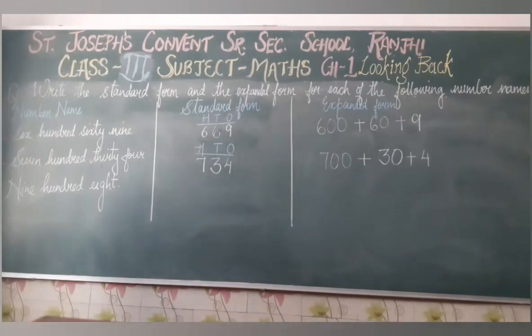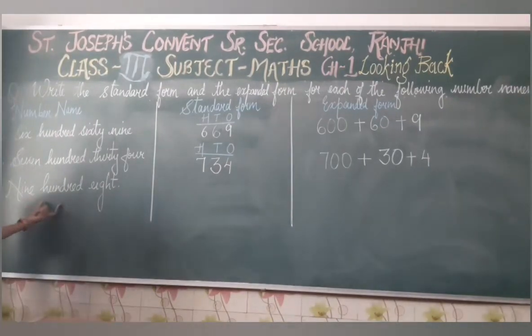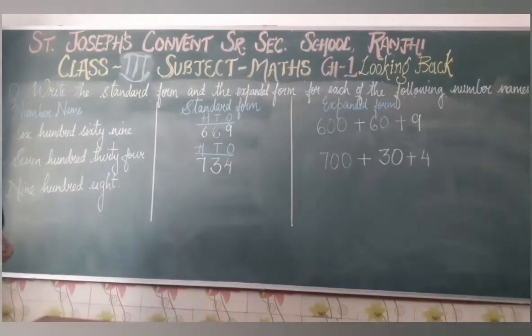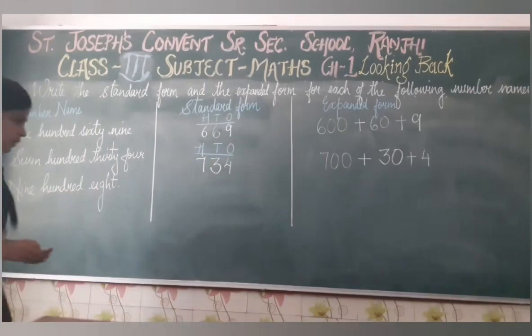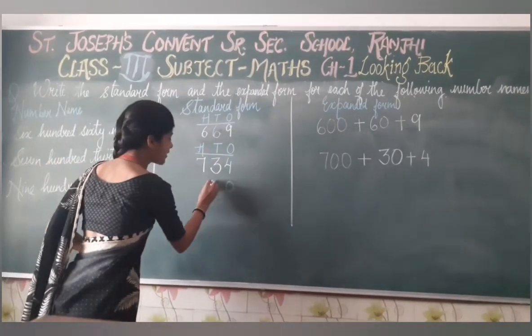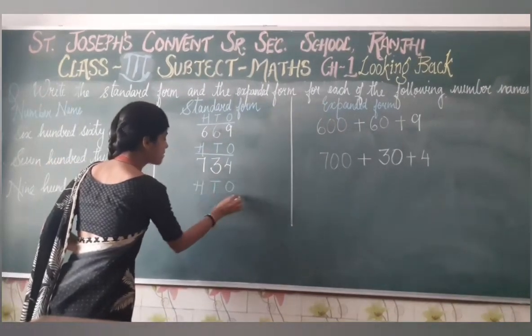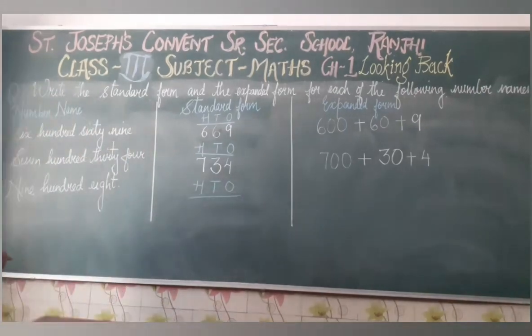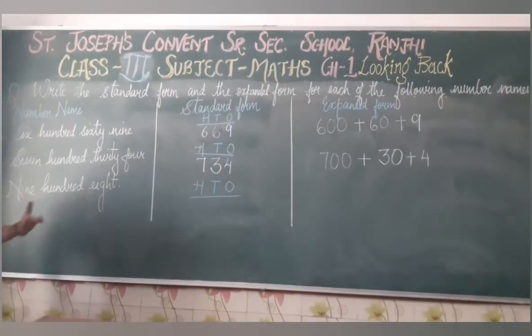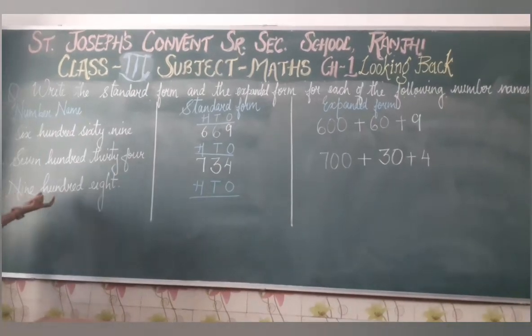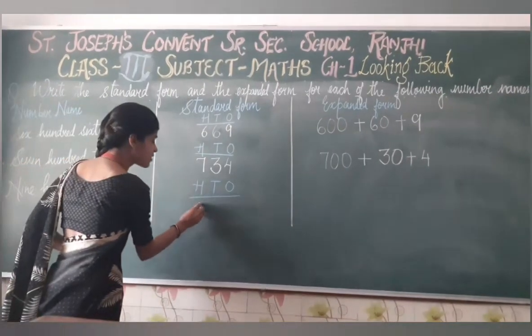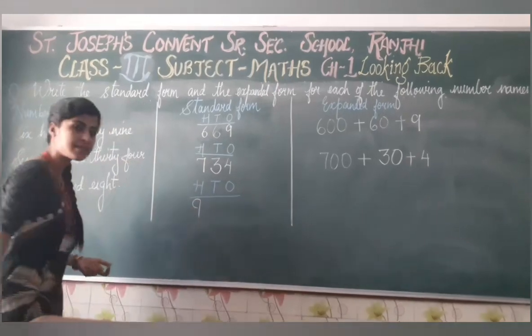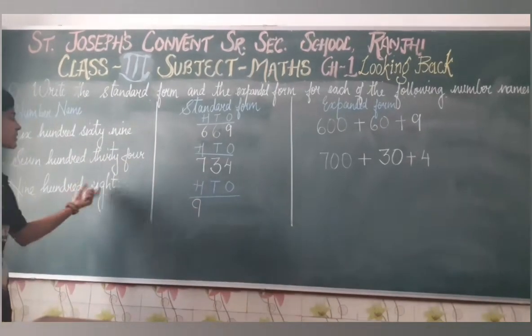Moving to the third problem. 908. What is it? 908. So, looking at this problem, it is clear that the tens place has no digit. Yes, because the tens place did not come. So let us solve it. As it was 900, the hundreds place will have the digit 9. Yes? Now it is 8.